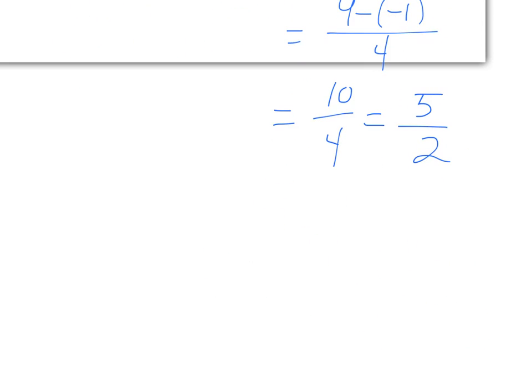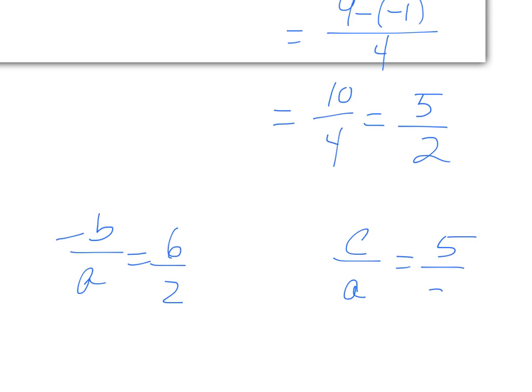We get negative b over a is 6 over 2. And we get the fact that c over a is 5 over 2. Remember, this is the sum of roots. This is the product of the roots. So as a result, it's clear to us that a has got to be 2 if we're looking.